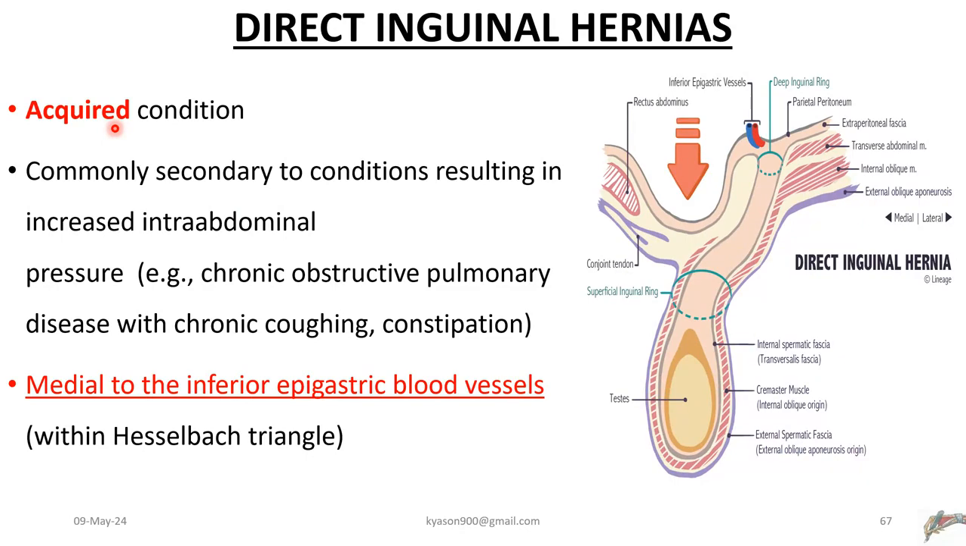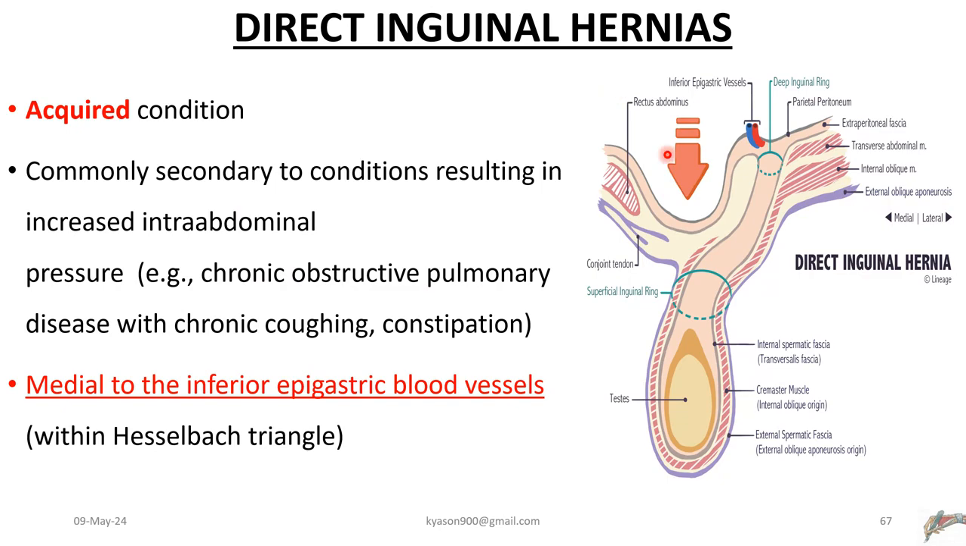And if you are a person who has lung disease like chronic obstructive pulmonary disease, when you're always chronically coughing, or a person with chronic constipation, such things increase the intra-abdominal pressure. When you add that to age, this area is going to easily give way for the intestines to protrude through and enter the inguinal region.